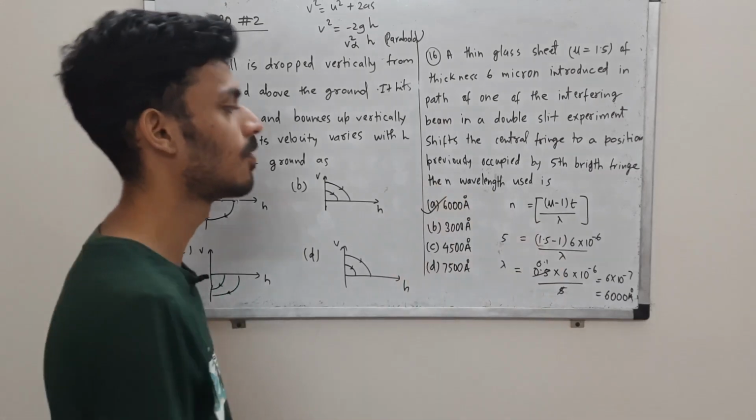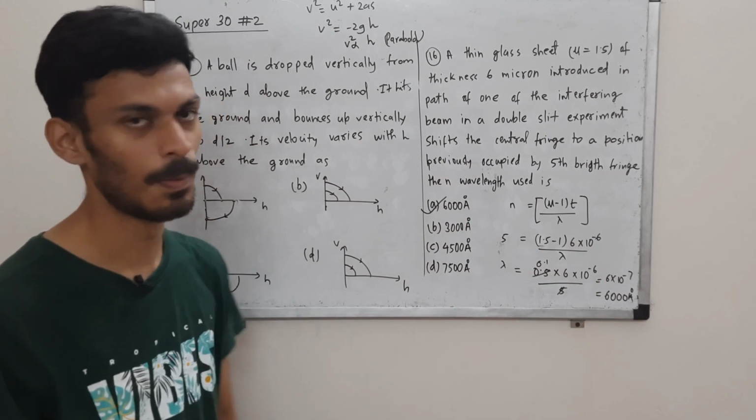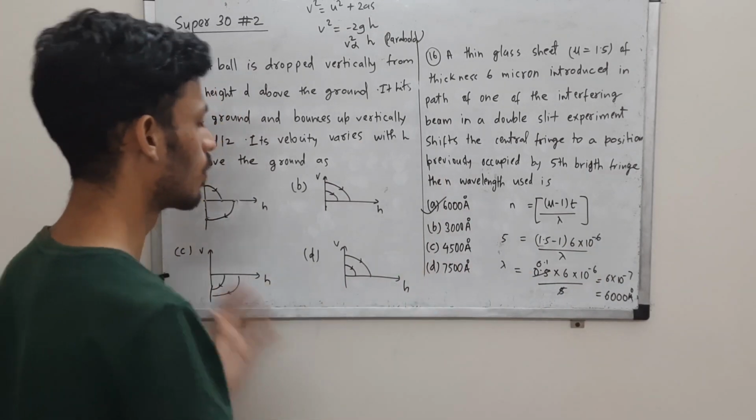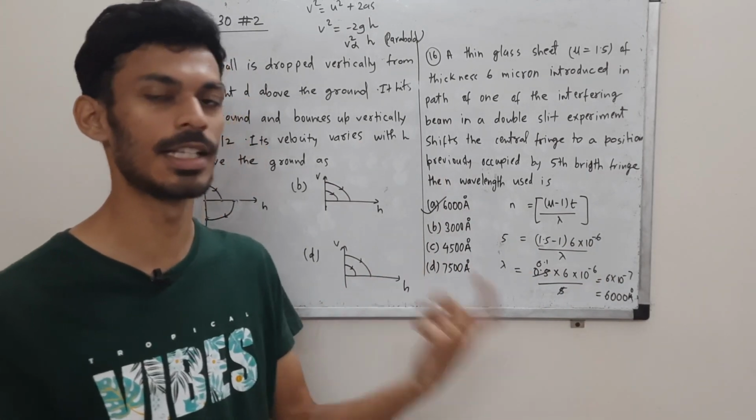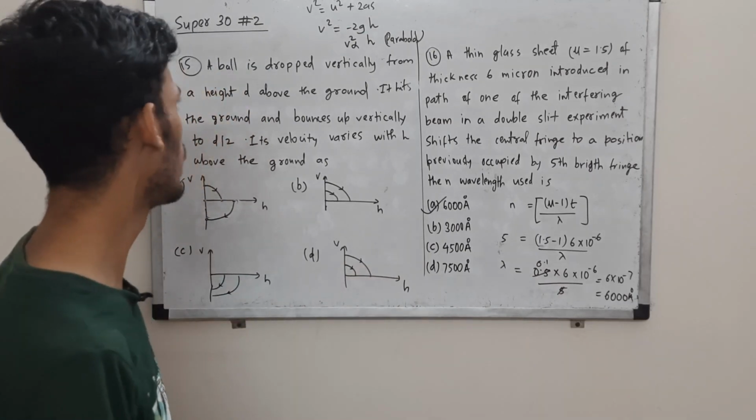We're just supposed to know this formula, which is the path difference created due to the glass sheet. Questions from different topics from wave optics and ray optics are asked for BITSAT every year, okay, so prepare it thoroughly.